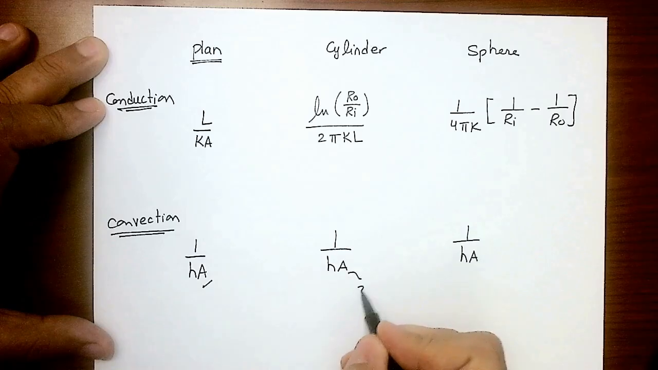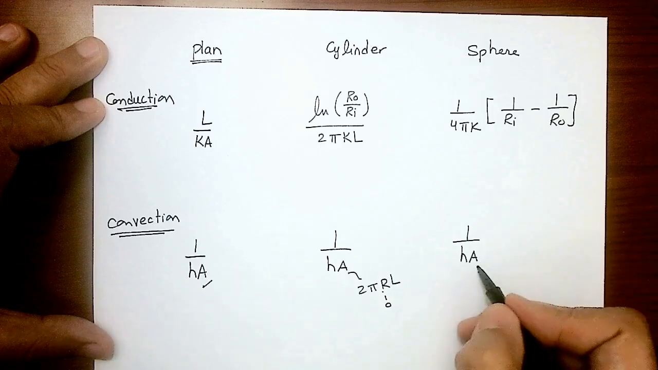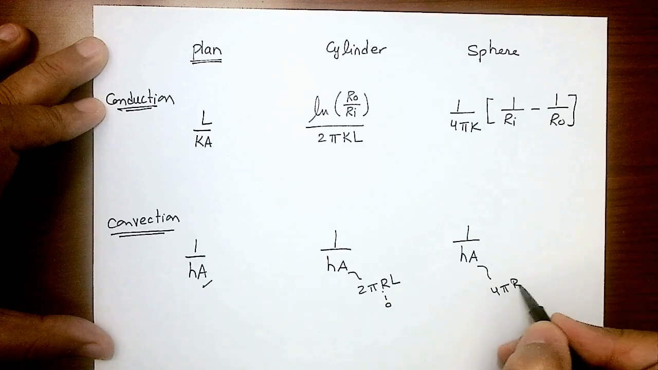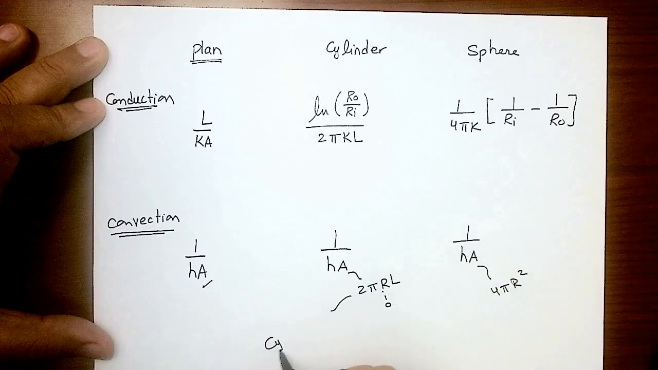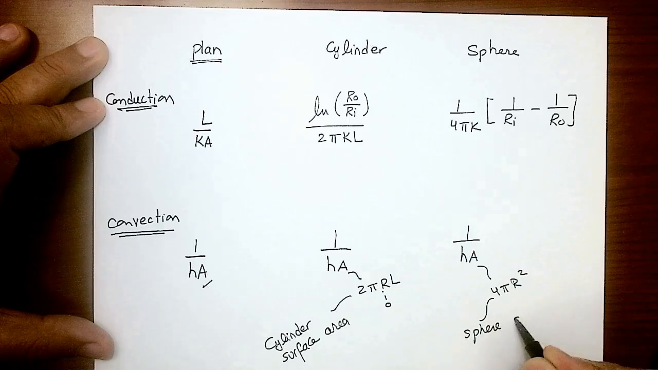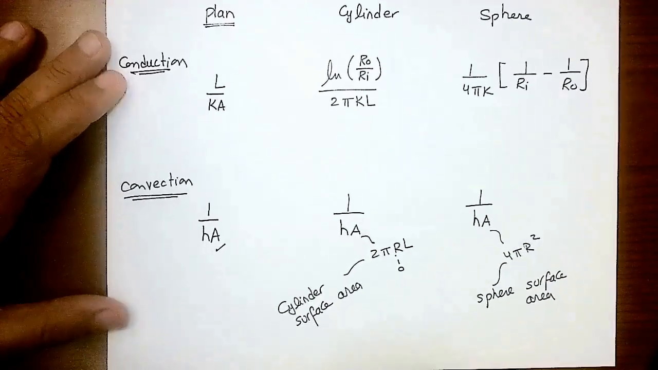This is just A. Here, that's going to be 2 pi RL, depending which radius we are talking about, inner or outer, could be I, could be out, depending on how many convection you have. For the sphere, it's going to be 4 pi r squared, which is the surface area of a sphere. This is the surface area of a cylinder, and this is the sphere surface area. So that's all the resistance that you're going to need.